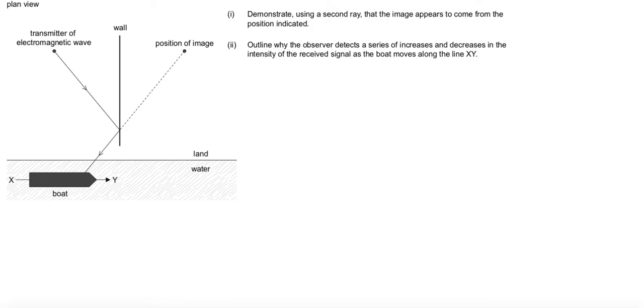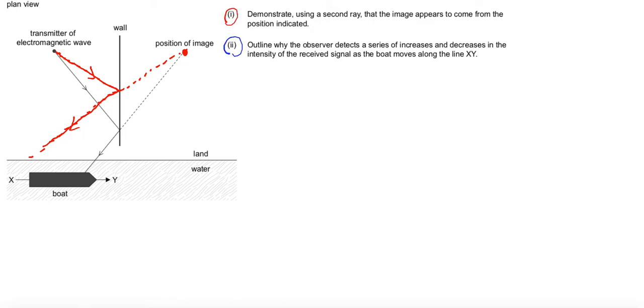Using any other ray, remember that it must obey the law of reflection. The position of the image should be the same. The extensions of the rays should cross at the same position, at the same point. Just this. The first ray was one, and now the second.